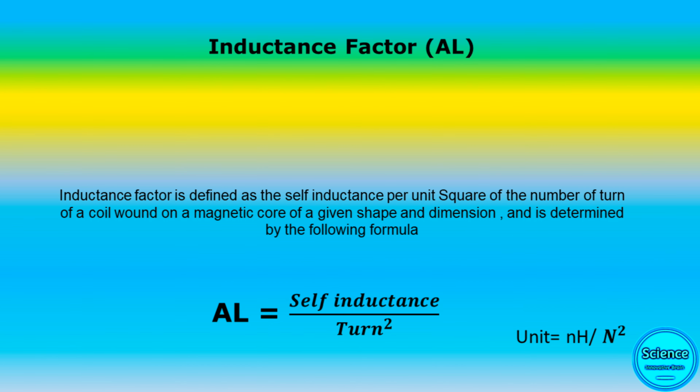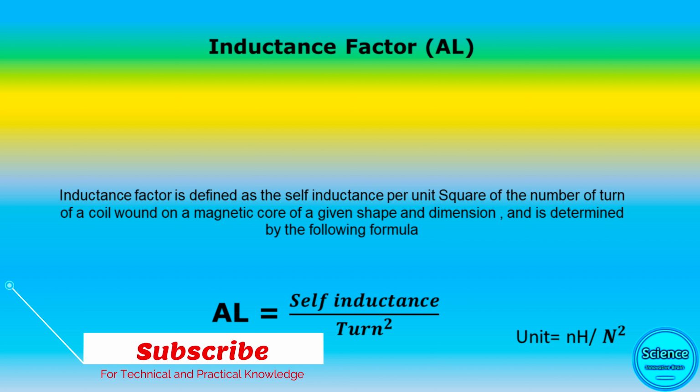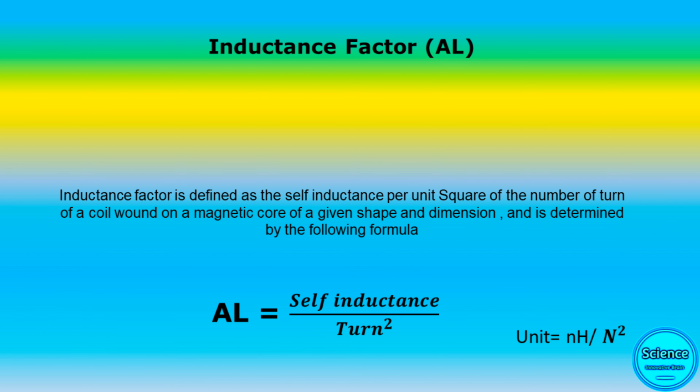So first we will discuss what is the inductance factor, the AL factor, for the ferrite core transformer or any high frequency transformer. Inductance factor is defined as the self-inductance per unit square of the number of turns of the coil wound on a magnetic core of a given shape and dimension, and is determined by the following formula, and its unit is nanohenry per turn square.